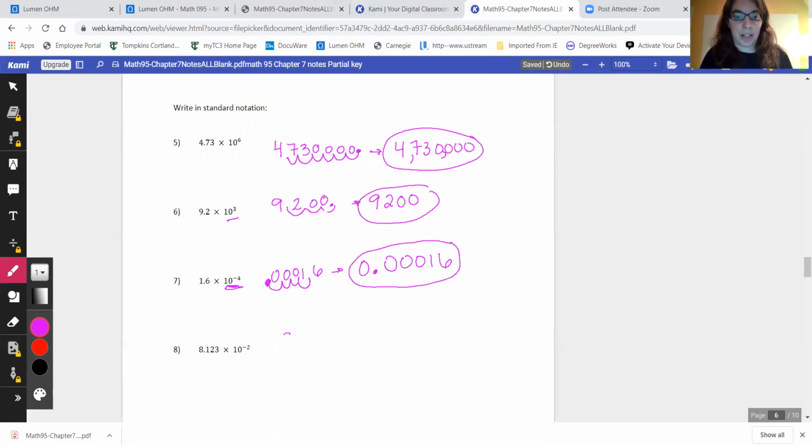And same idea here. I start out with 8.123. I want to move it 2 places, but I don't want to go this way. I want to go this way so it makes a small number. So 1, 2. Fill this in with zeros. So 0.08123. Okay.